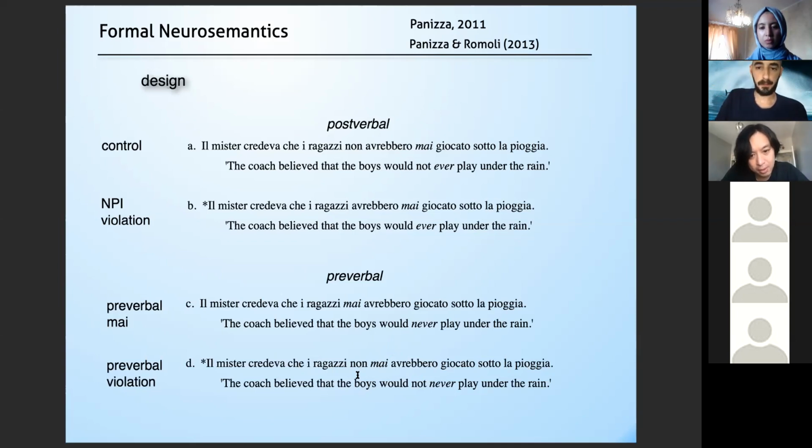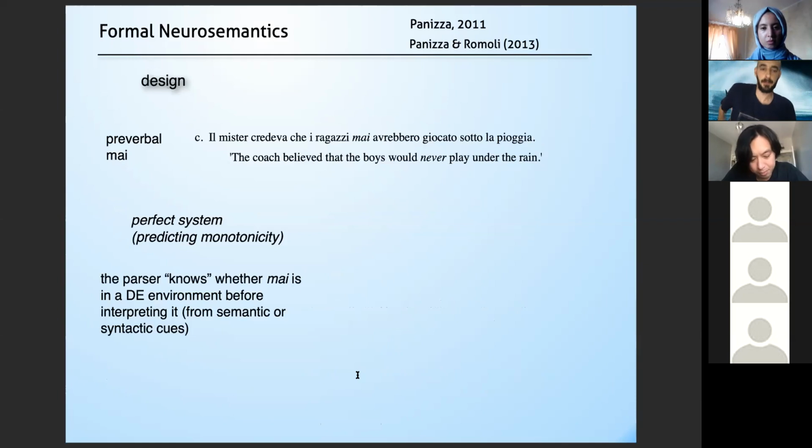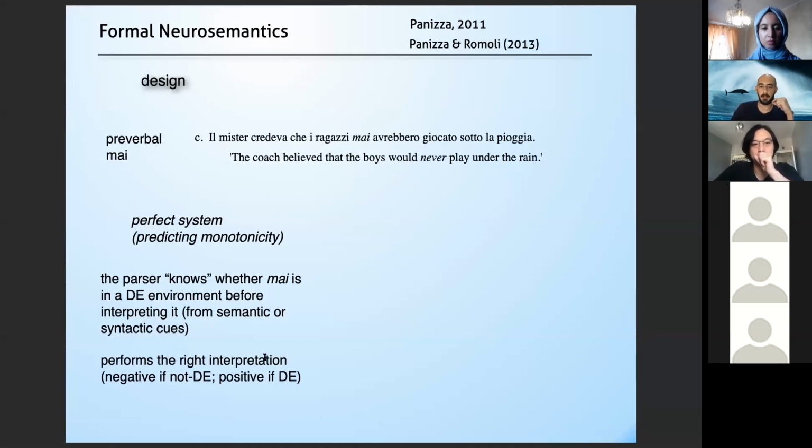All right, so now we have two hypotheses. In one hypothesis, which I call the perfect system, the parser knows whether "mai" is in a downward entailing environment or not before interpreting it, okay? So you get the words, you get "the coach believed that the boys would", ta-dam, "mai" before the verb, non-downward entailing environment, add negation. So it performs the right interpretation, negative in a non-DE and positive in a DE.